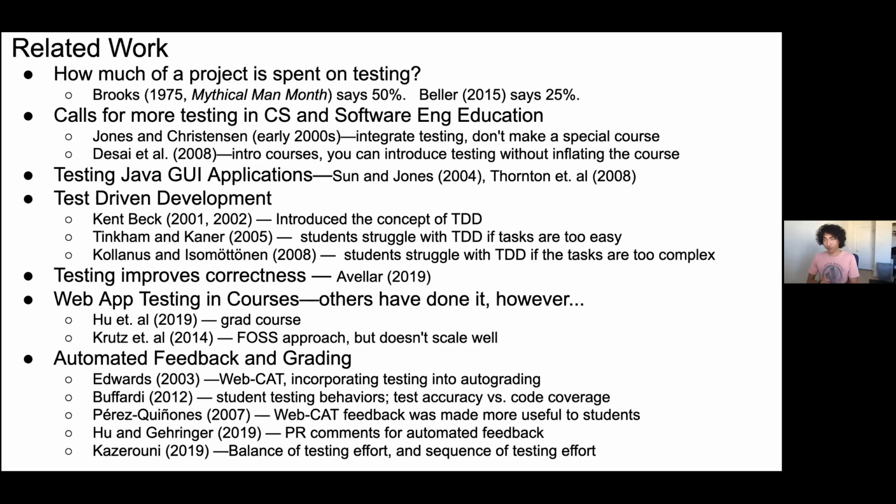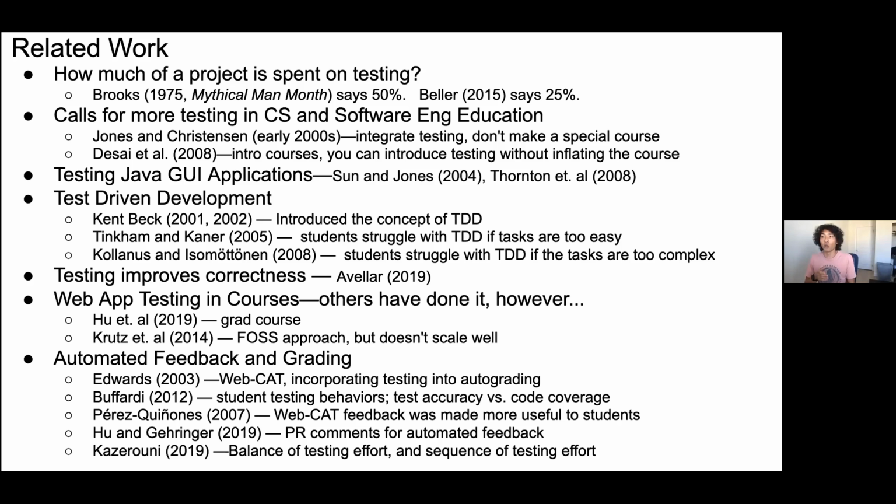We have a fair chunk of related work. Beginning with Brooks and The Mythical Man-Month, we look at the question of how much of a project is actually spent on testing. While The Mythical Man-Month says 50% and a more recent paper from Beller says 25%, if it's anywhere from 50 to 25%, the point remains the same. Testing is a significant part of the development lifecycle. It's not an exception, it's the rule.